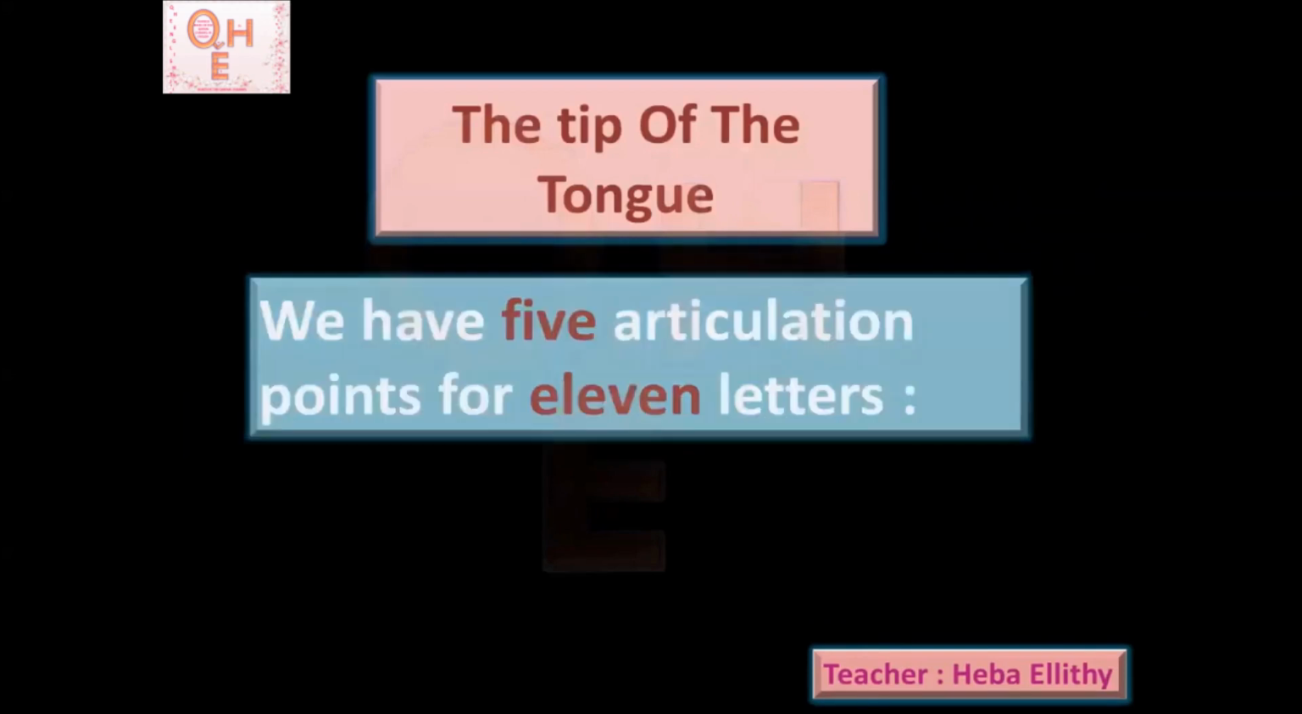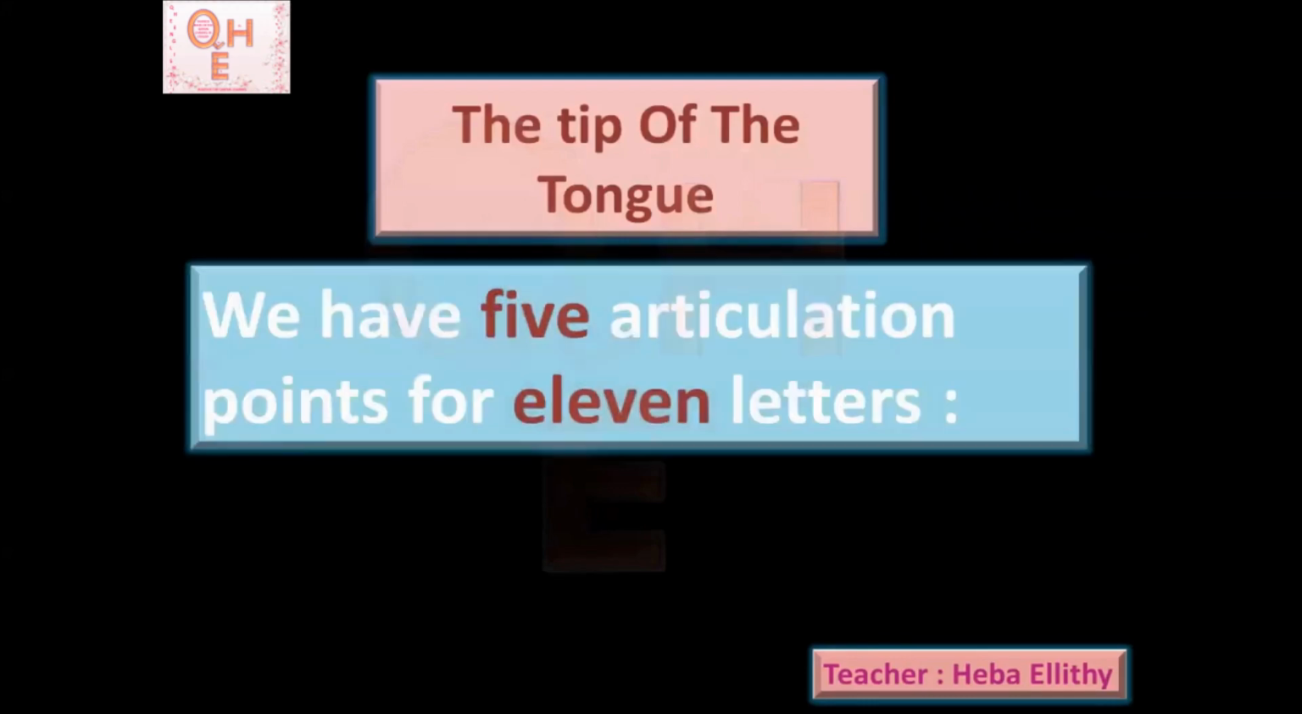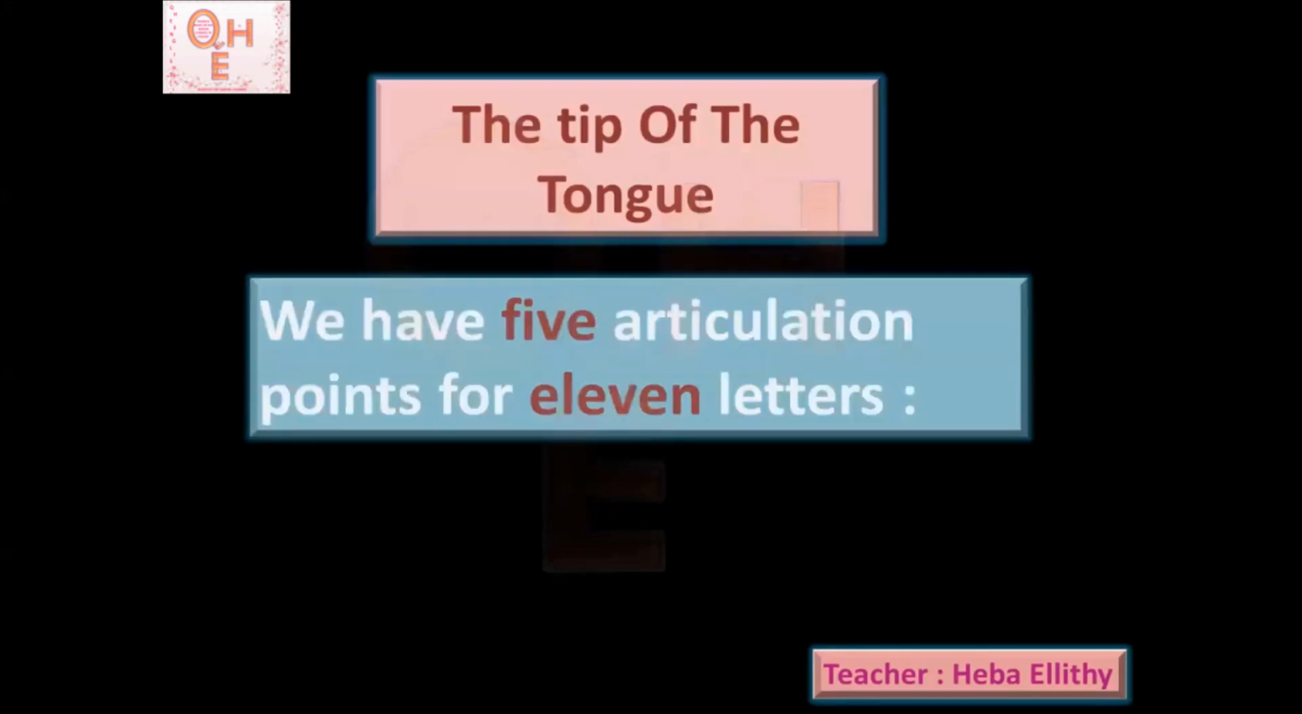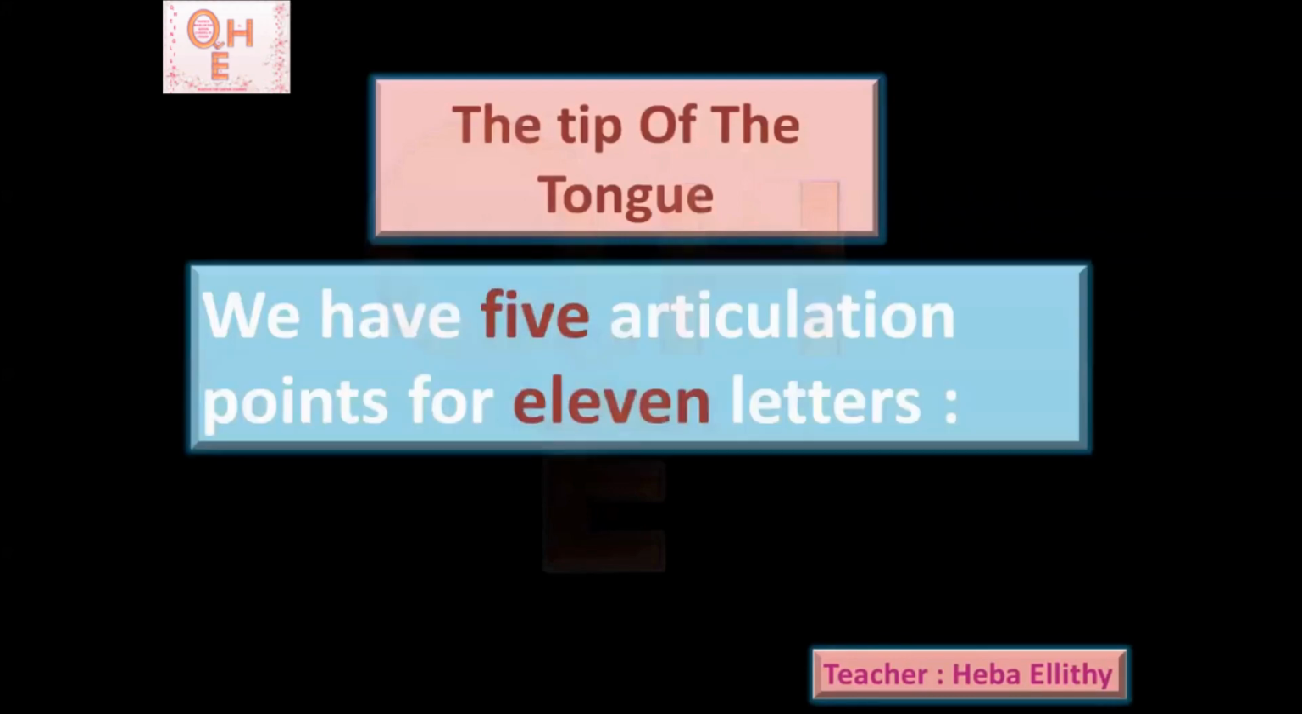The tip of the tongue looks very important. 5 articulation points for 11 letters, and Arabic letters total 29. So it's too much. It's not few letters that come from the tip of the tongue.